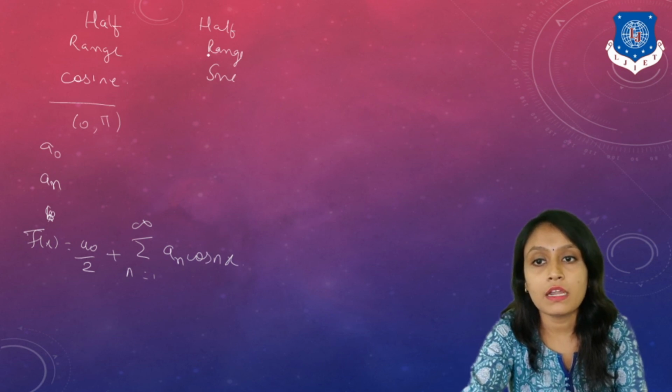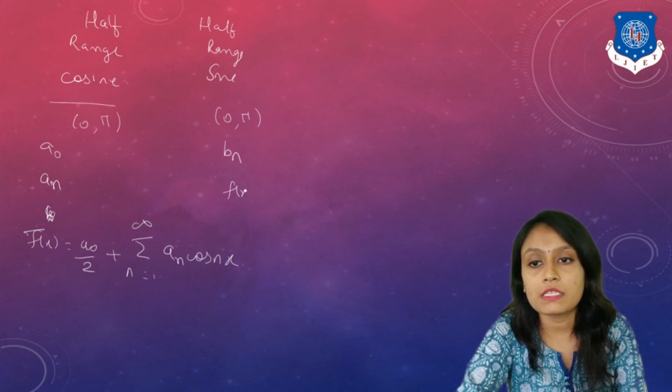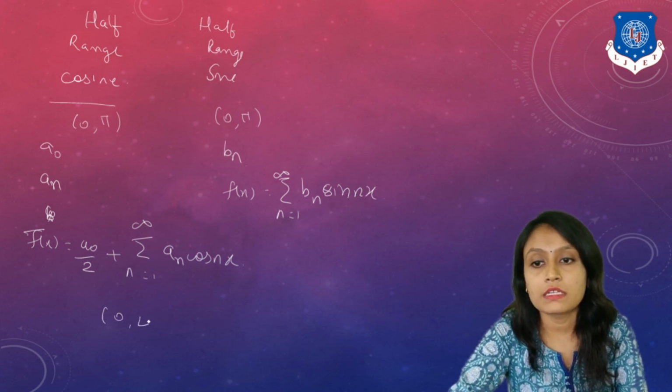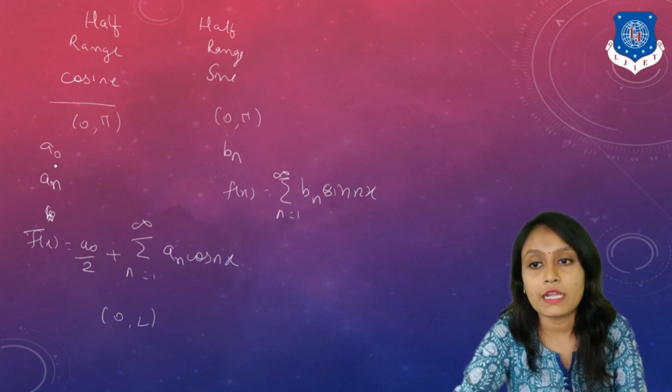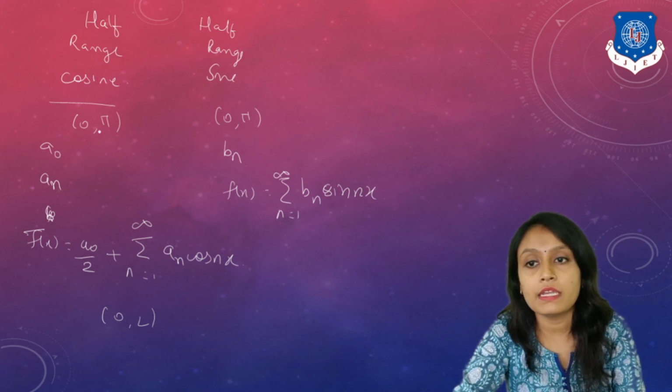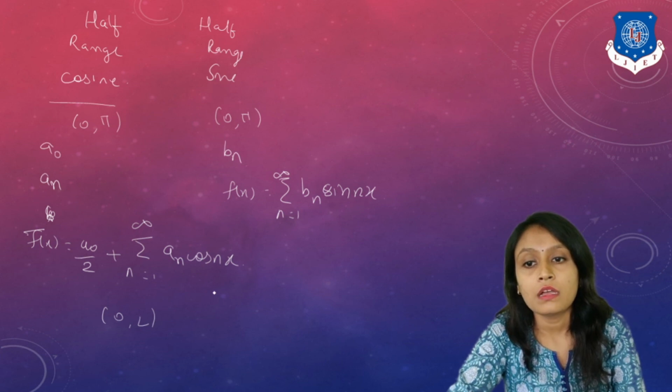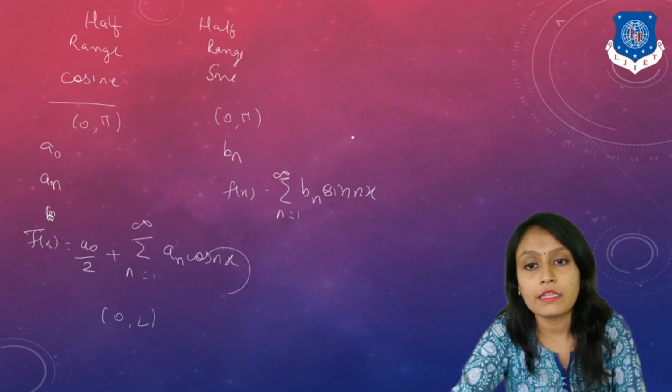And when we are asked to find the half-range sine series in the interval 0 to pi, you have to find bn, and f(x) will be summation n from 1 to infinity bn sin nx. And if it is asked in the interval 0 to L, we have to do the same thing, but everywhere in place of pi in the limit we write L, and here we have to write cos n pi x upon L, and here also we have to write sin n pi x upon L. I hope you have understood.